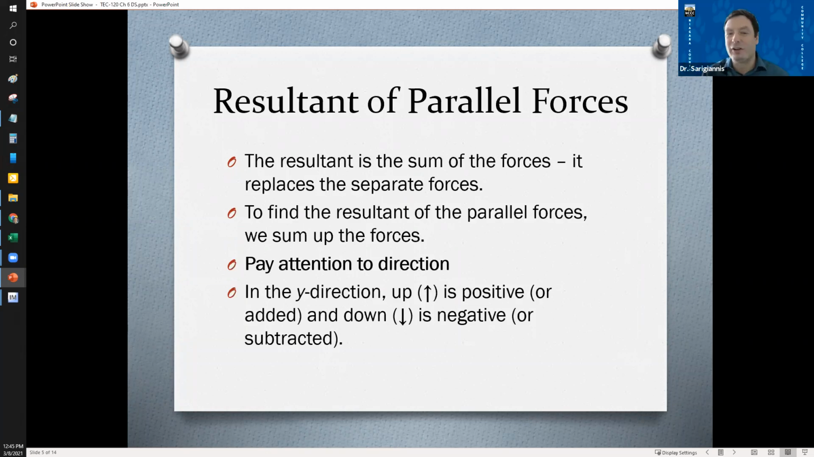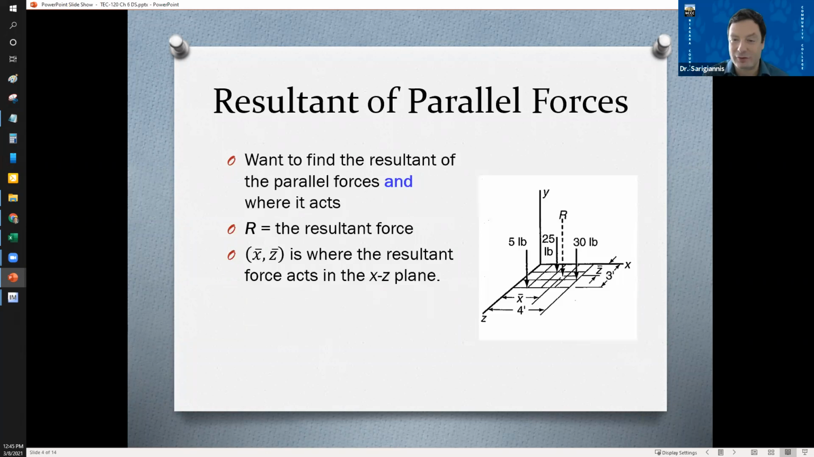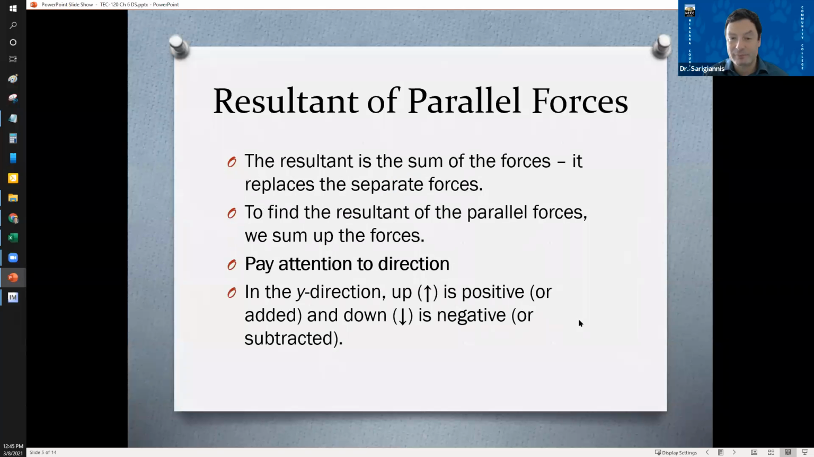So that single resultant replaces all those 3 forces, right? We're replacing these 3 forces, 5 pounds, 25, and 30 pounds, by this resultant. And to know where that resultant is, we have to know something about the distances each of these are from the X or the Z axes.